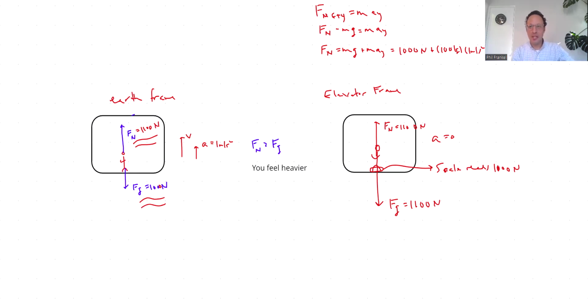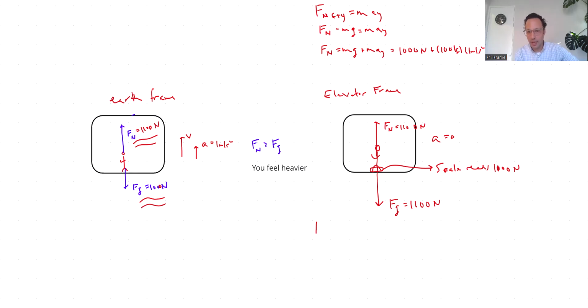All right, maybe you came up with a conclusion that they could conclude that they're not on Earth. After all, if the normal force on their feet is 1,100 newtons and they're at rest and not accelerating, their weight must be 1,100 newtons. Well, they weigh 1,000 newtons on Earth, but wherever they are must not be Earth, I guess.